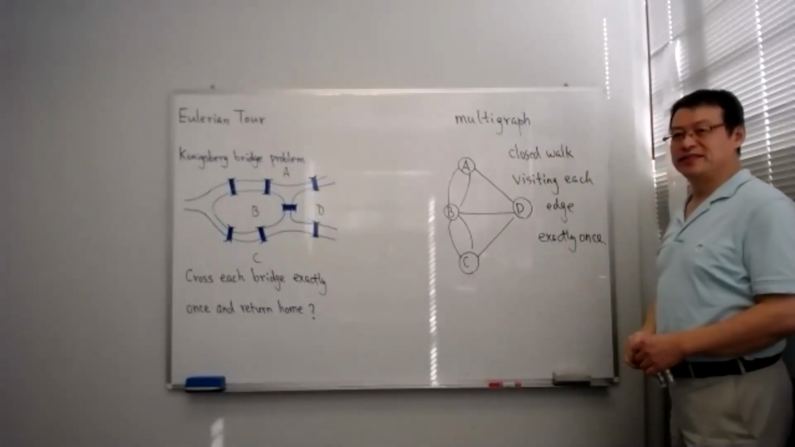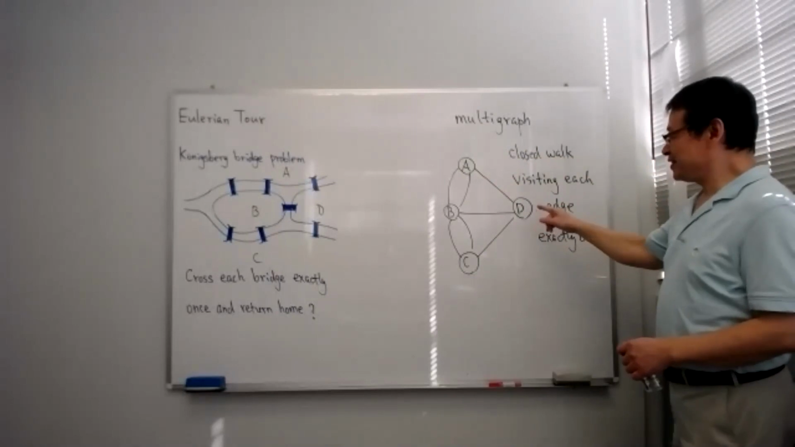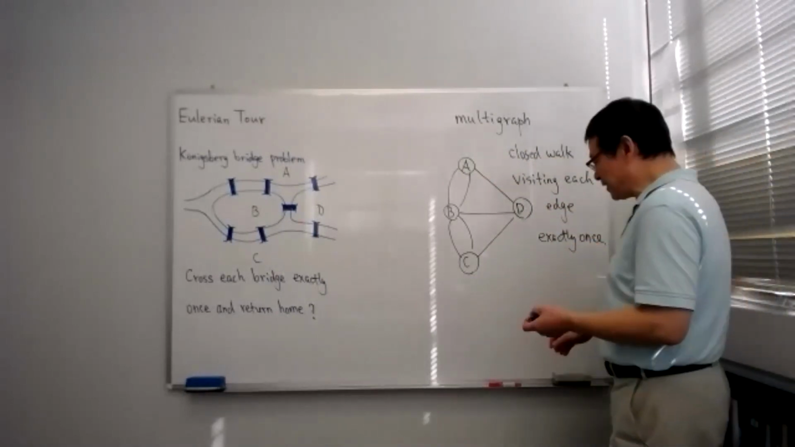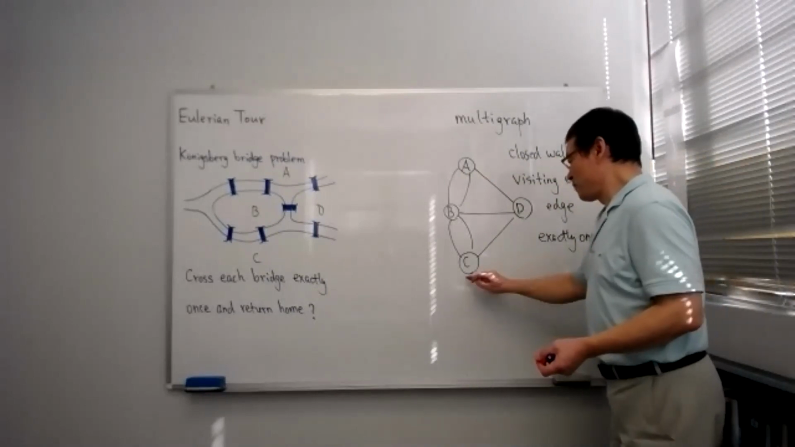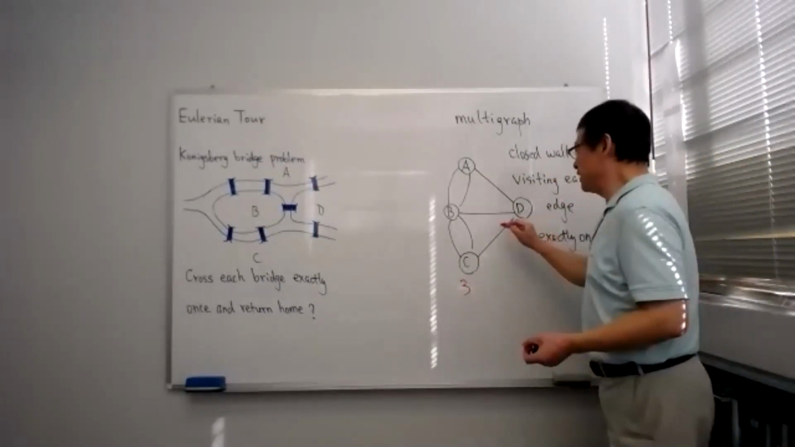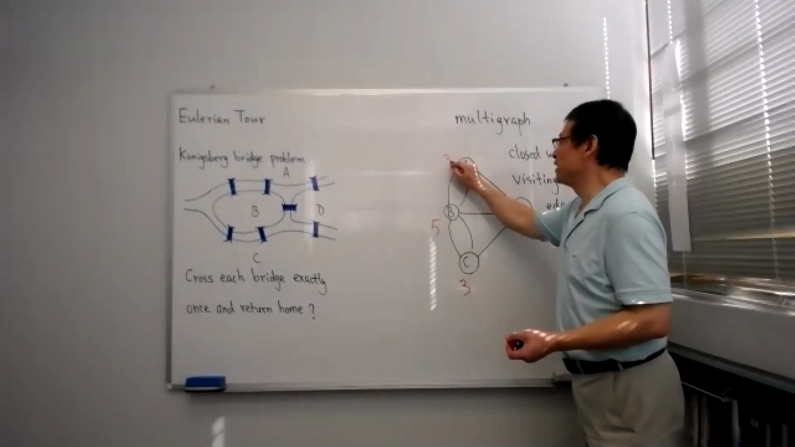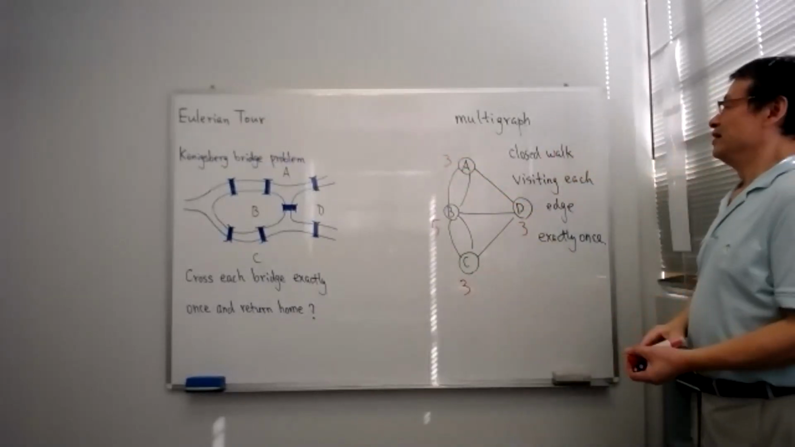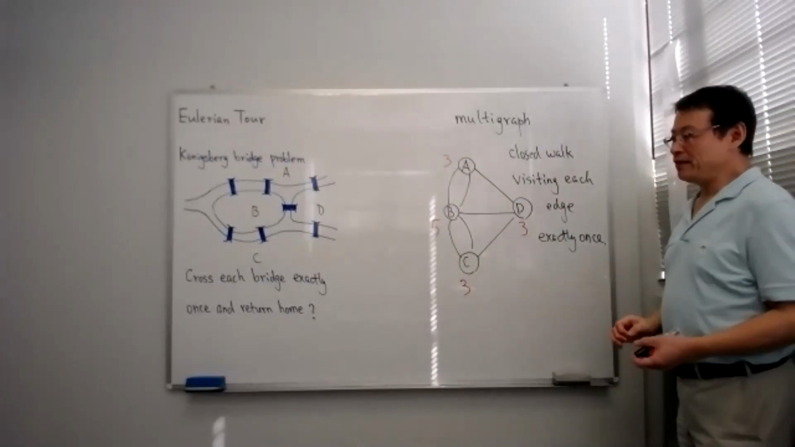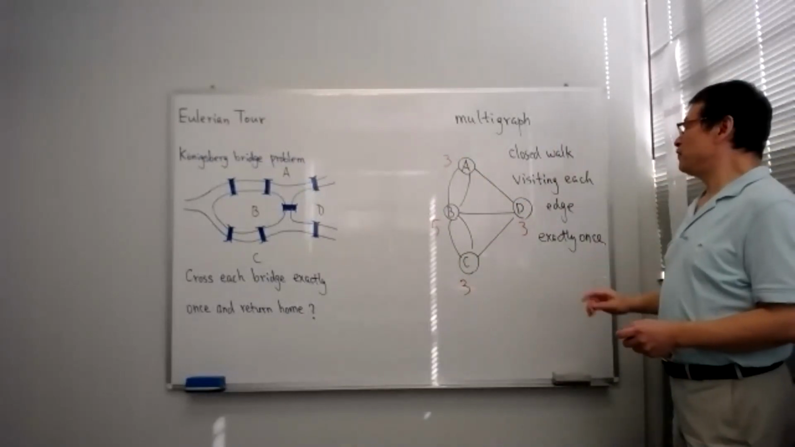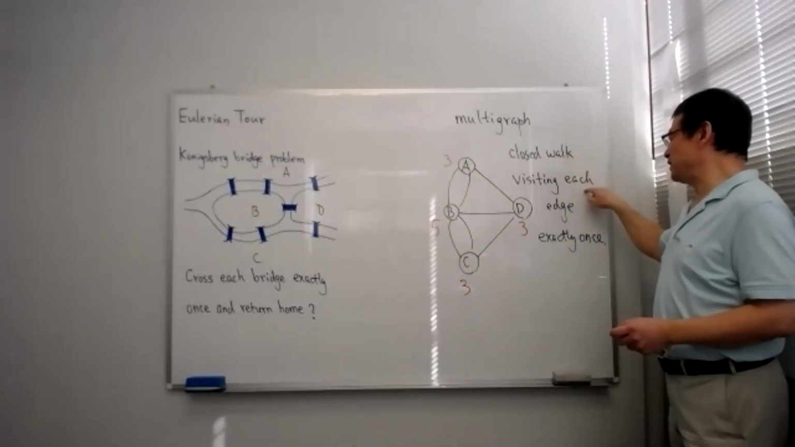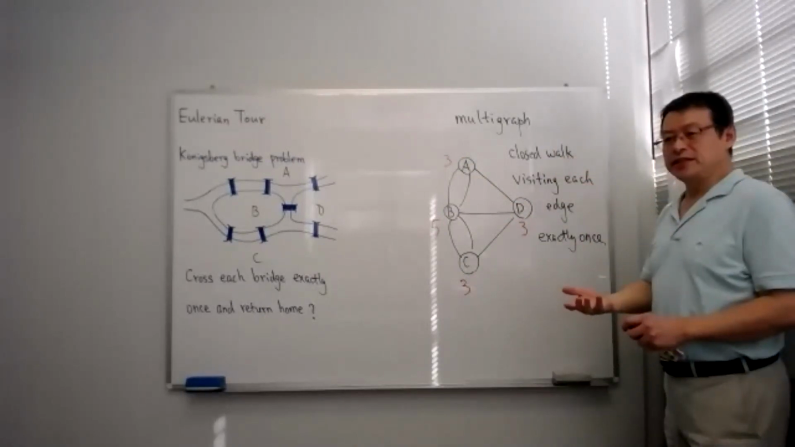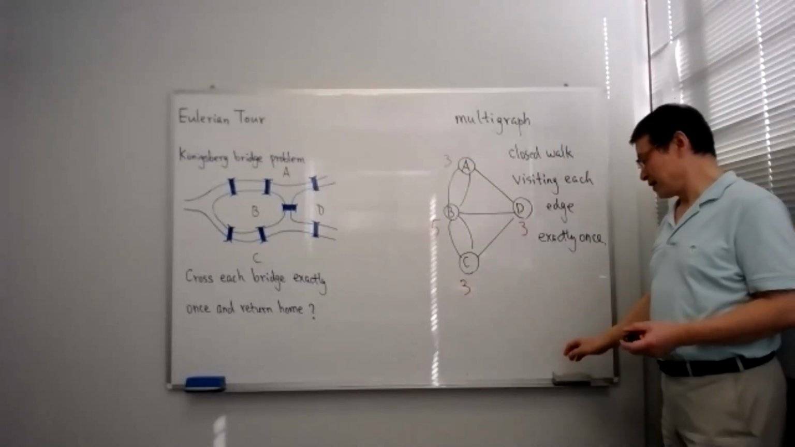So is it possible? In this graph, it's easy to see it's impossible, because if we look at the vertex degrees, they are 3, 3, 3, 3. All vertices have odd degree. Now, in general, if I have a graph or multigraph and I'm looking for a closed walk that visits each edge exactly once, what will be an obvious necessary condition?